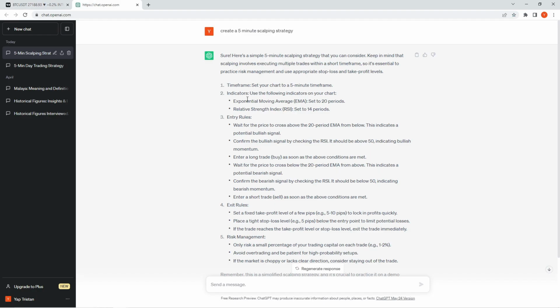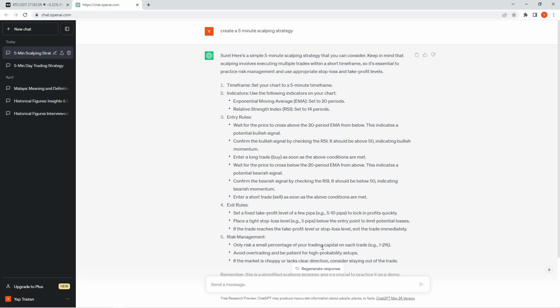So let's look at our entry rules. Wait for price to cross above, confirm by checking the RSI above 50. Wait for price to cross below, and RSI to be below 50. Okay, so that is the entry rules, and our exit rules are a fixed take profit level and a tight stop loss. For this I'm going to DIY it myself because I think I have more knowledge for exit rules, and honestly the take profit and stop loss level that they give, they basically didn't give a set take profit and stop loss.